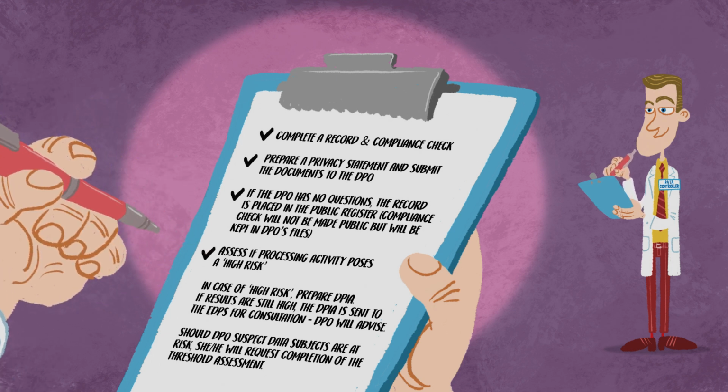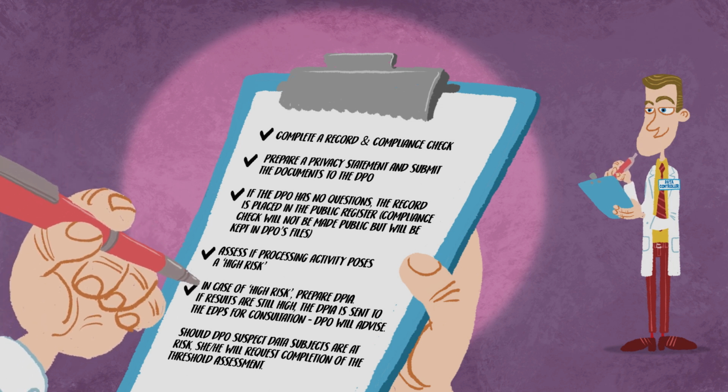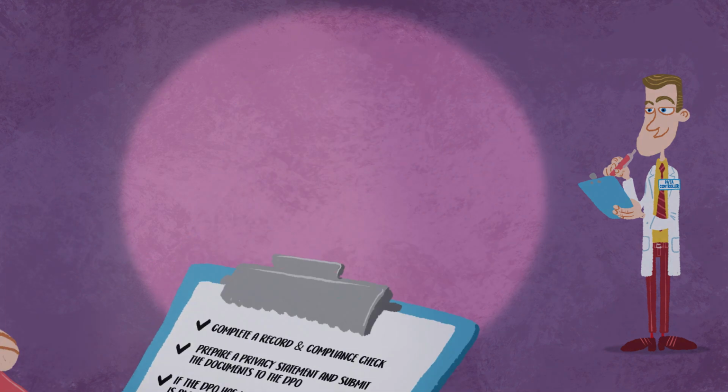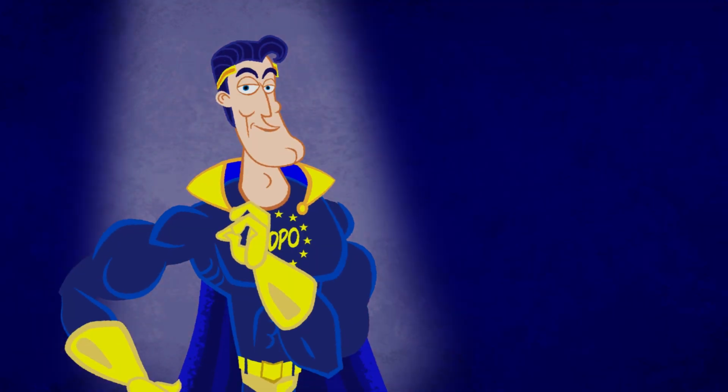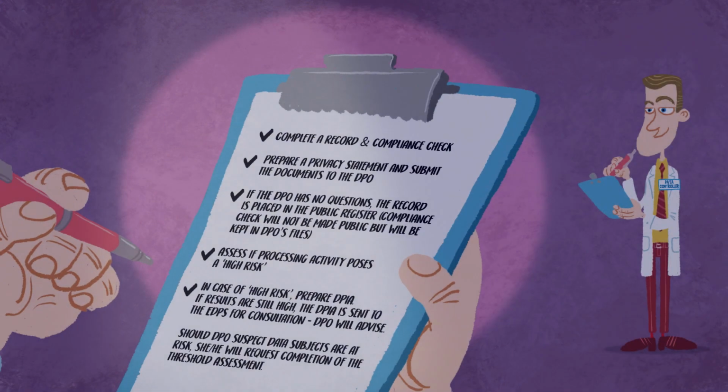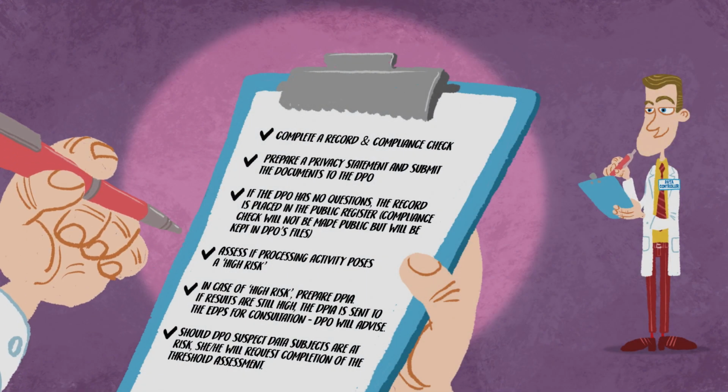4. Assess if processing activity poses a high risk or not. 5. In case of high risk, prepare the data protection impact assessment. If the results of the assessment are still high, the DPIA is sent to the European Data Protection Supervisor for consultation. Your DPO will advise. 6. Should DPO suspect data subjects are at risk, he or she will request completion of the threshold assessment.